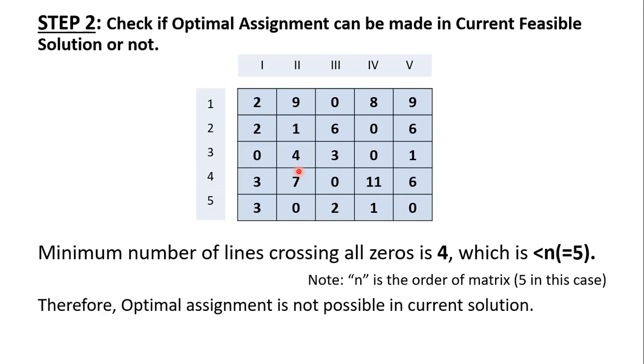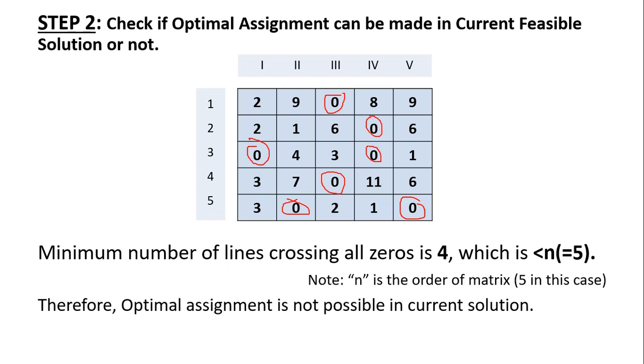The motive here is to cross all the zeros, provided they don't repeat in the same line, and once we have the number of lines which are crossing all the zeros, they will tell us whether the assignment is optimal or not. So let's say, since there are multiple zeros here, you can see there are multiple zeros in the same row or the same column also, like here you can see.